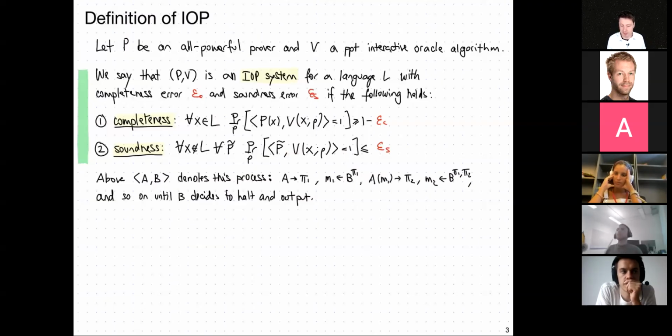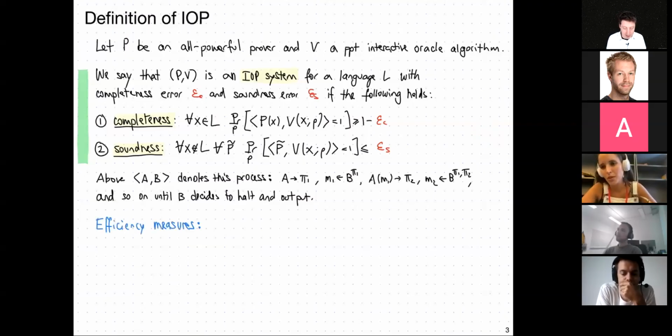Okay. Any questions about the completeness and soundness definition? Okay, by now it should be a fairly easy thing to absorb, because you've seen special cases of it so far.